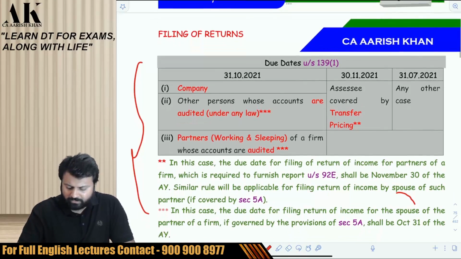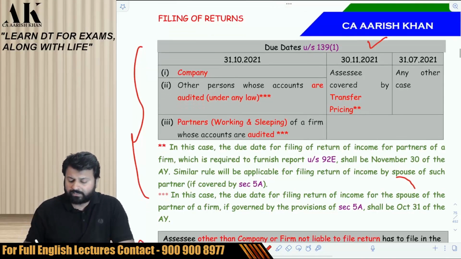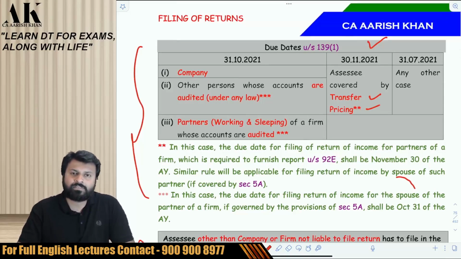Okay. Now coming to the due dates. What are the due dates? There are three due dates under income tax law. One is October, one is November, and another is July. Now who will file in November? Transfer pricing assessees will file in November.